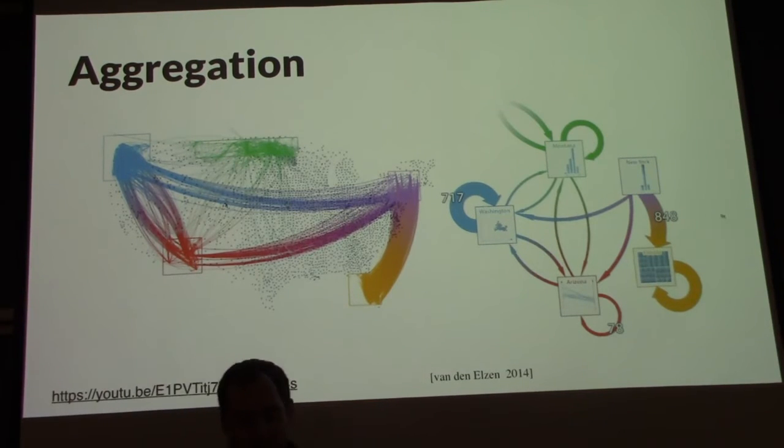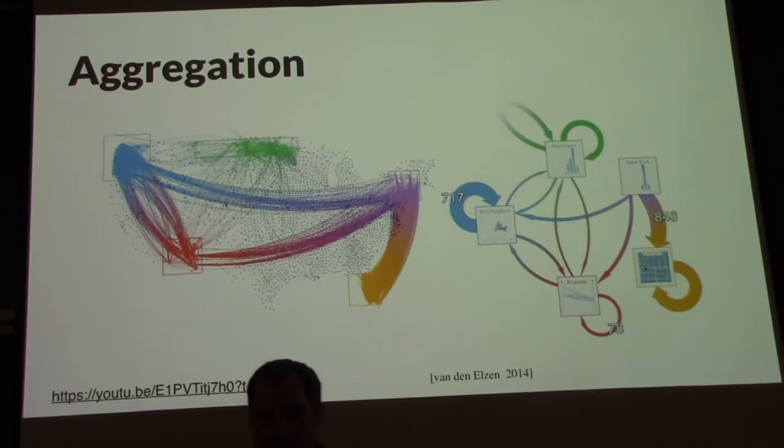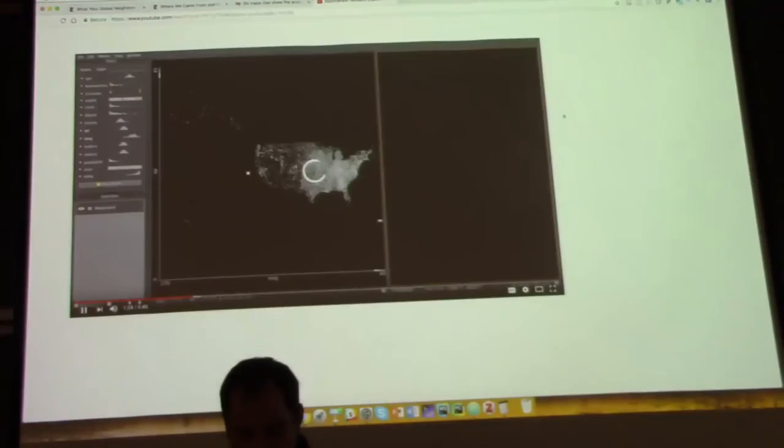And they also use these little spaces here to show us data about what we see in those regions. So histograms, parallel coordinate plots, scatter plots, or even tree maps. And so this is very flexible. Let me show this briefly.